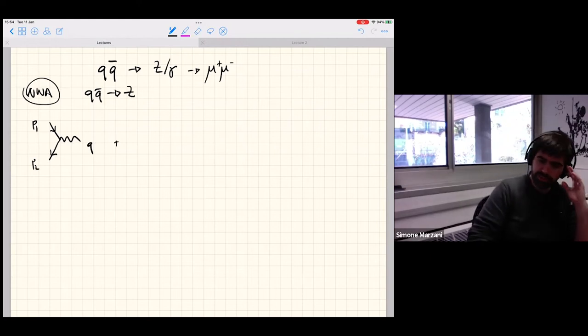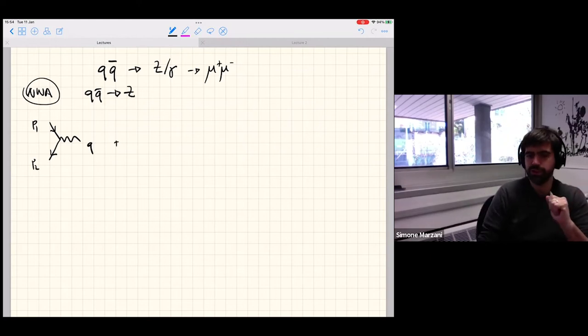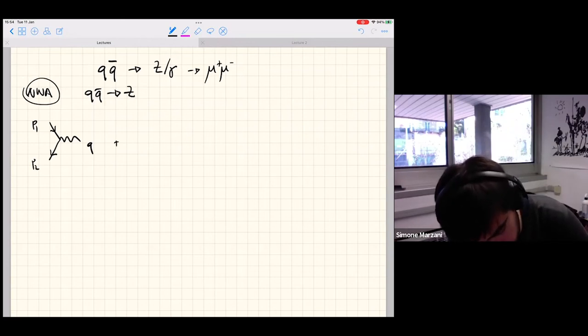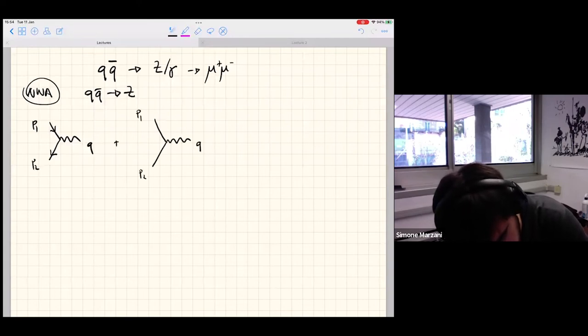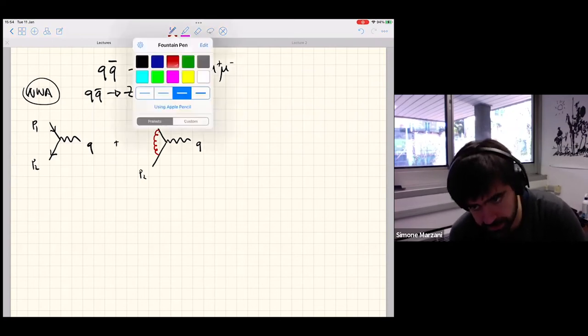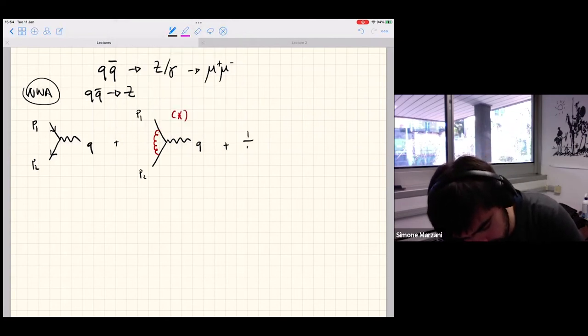Perturbation theory tells us that we have to compute corrections. If you think about the S-matrix approach, we fix the initial state, we fix the final state, and we compute corrections. So the corrections that we have to compute are the loops with p1, p2, q, and we can draw this. Now, I'll write it and then I'll discuss it.